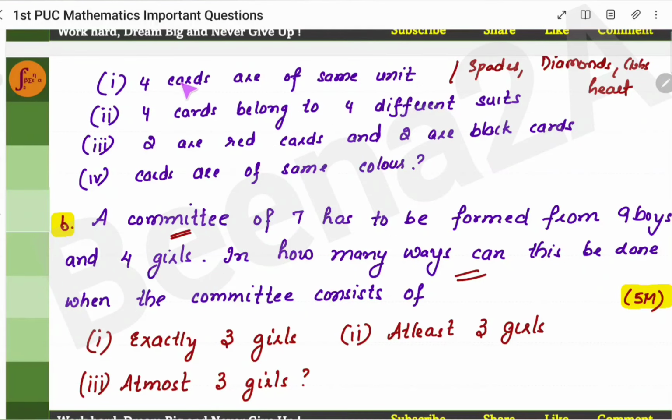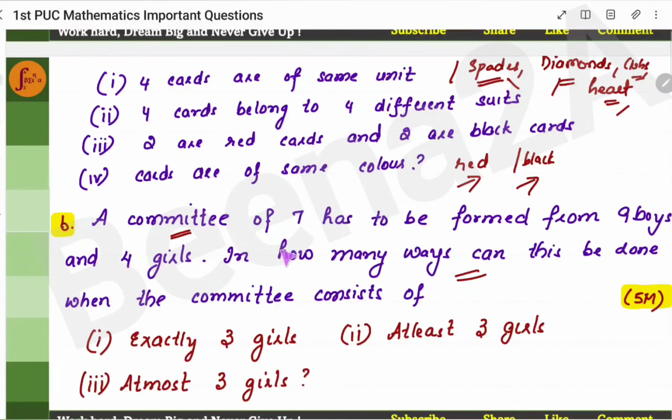So here you'll have to choose 4 cards of same suit. Means it has to be of the same type, like spades or diamonds or clubs only or heart only. It should be within this group. Then 4 cards belong to different suits. So the cards can come from each of these. 2 are red cards and 2 are black cards. Cards are of same color, right? You'll have 2 colors, red and black. So cards could be of either red or black.